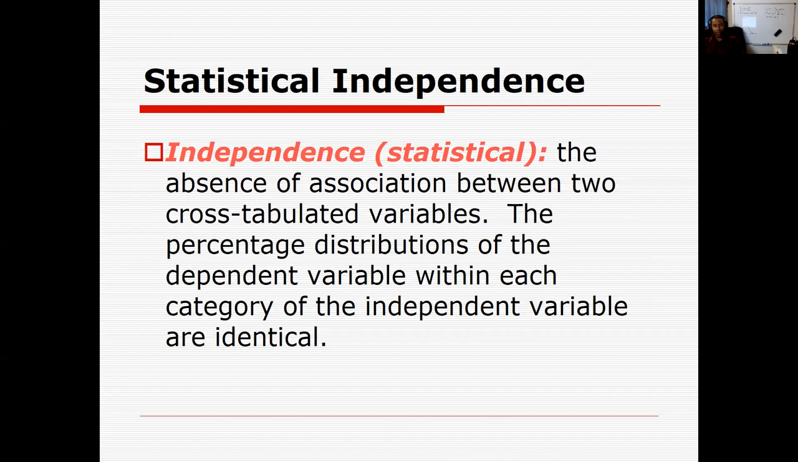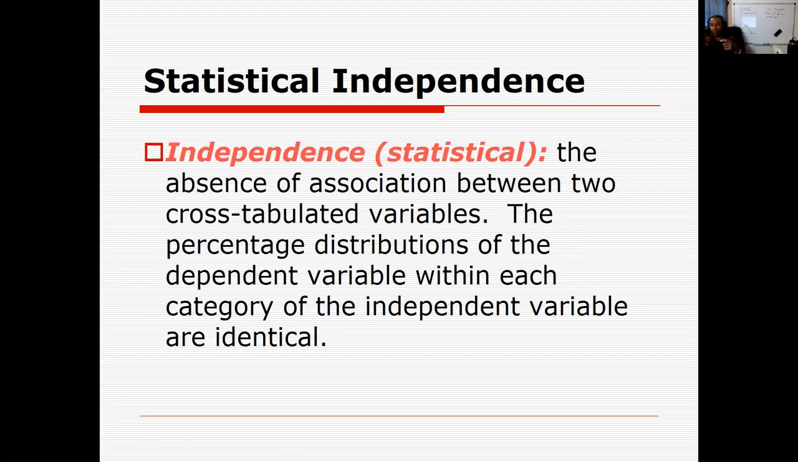Okay. Now, in order to determine whether or not there's a relationship beyond just the eyeball test, we need to talk about something called statistical independence, because this is what the chi-square test is. Now, statistical independence, I'm going to read this PowerPoint, but this is all just a bunch of textbook jargon. Statistical independence is just a really big, fancy term for a really simple concept. So statistical independence is the absence of association between two cross-tabulated variables.